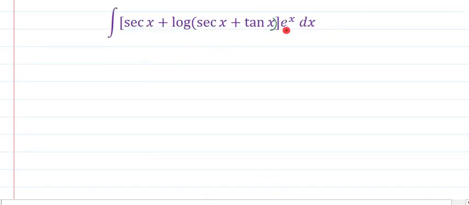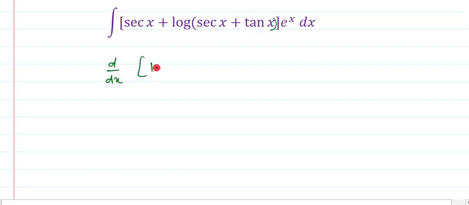Here in this problem e power x is multiplied by the addition of two functions. So we need to check whether one of them is the differentiation of the other or not. So we know that the derivative of secant x is secant x into tan x, which is not present over here. Now let us check what is the derivative of log of secant x plus tan x. For that let us calculate its derivative.